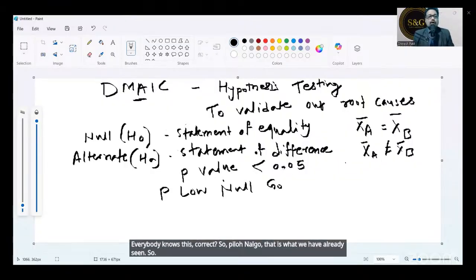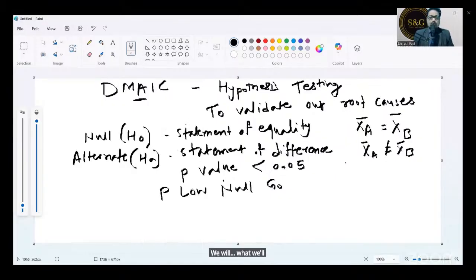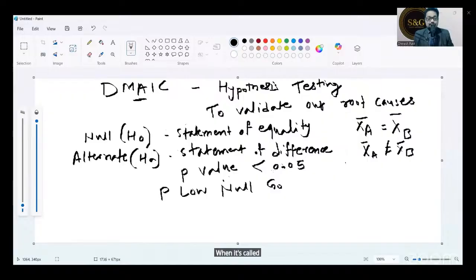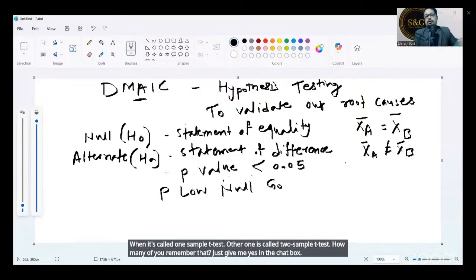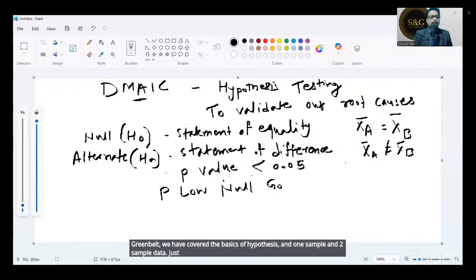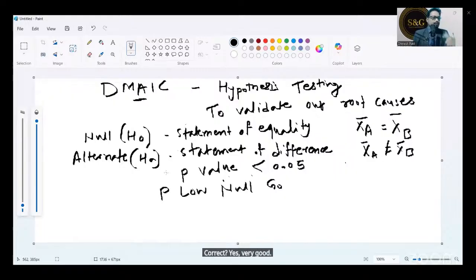So what we'll do now, in the green belt level, we have seen two different types. One is called one sample t-test. Other one is called two sample t-test. How many of you remember that? Just give me yes in the chat box. In green belt, we have covered the basics of hypothesis and one sample and two sample t-test. Just type in the chat box if you remember. Correct? Yes. Very good.